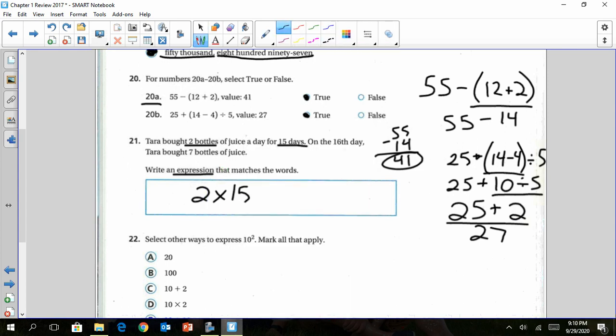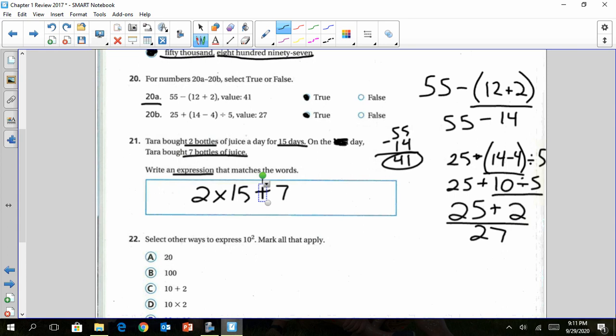Board is acting up here. 2 times 15. And then on the 16th day, that just means on the next day. It doesn't matter what number. 16 is not part of this problem here. That just means on the next day, she bought 7 more bottles of juice. So we are adding 7 bottles of juice to our collection. So it's going to be plus 7. 2 times 15 plus 7.